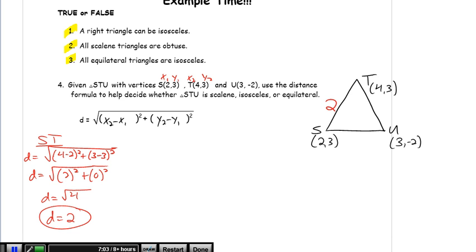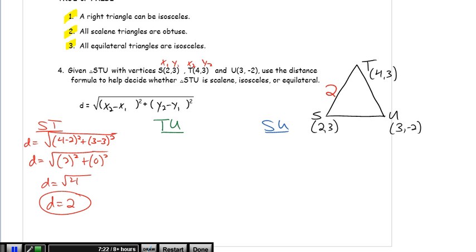I want you guys to do the next 2, so it doesn't matter what order you do it in, but do TU, and then I want you to do SU. I said SU, not FU. Okay, do the next 2 so that you guys can figure out the distance between the 2. Okay, and then we'll decide what kind of triangle we have here.